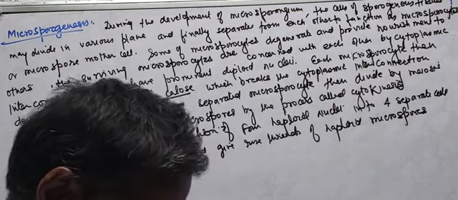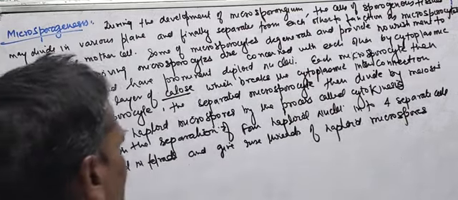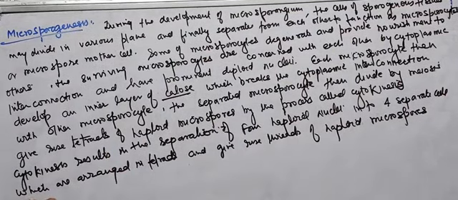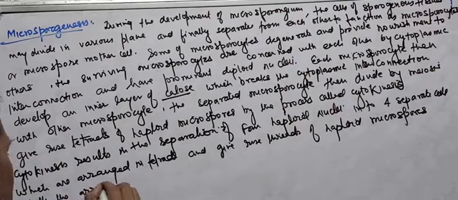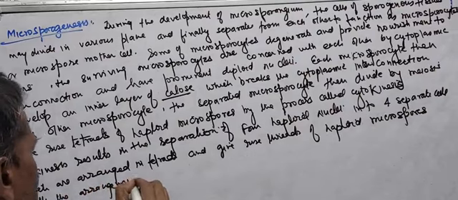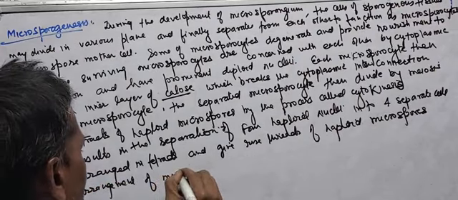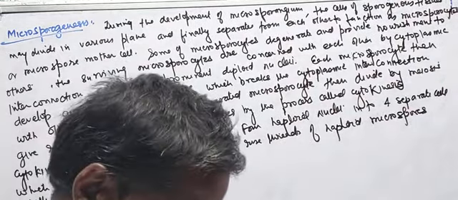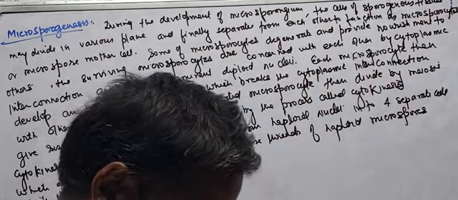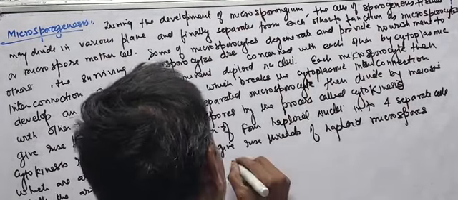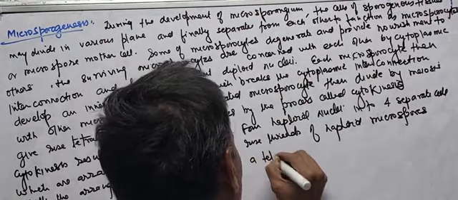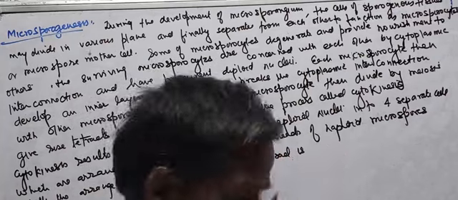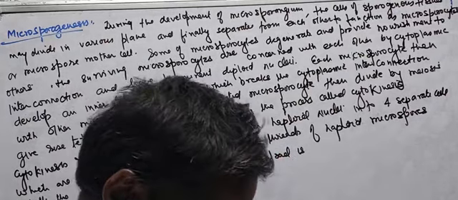Usually the arrangement of microspores in a tetrad is tetrahedral.